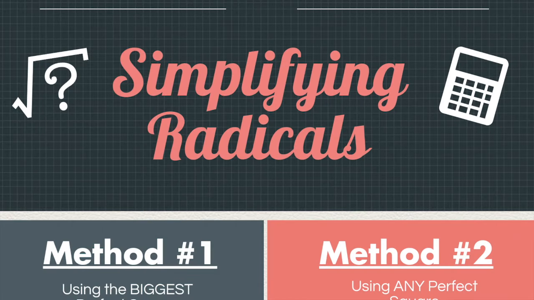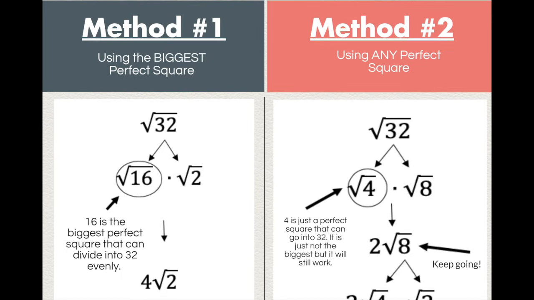So why have I been saying to find the biggest perfect square? Let me show you. If you look at root 32 on the left side, we broke it down into root 16 times root 2, 16 being the biggest perfect square that can divide into 32, and it would simplify down to 4 root 2. Now look at the right-hand side.